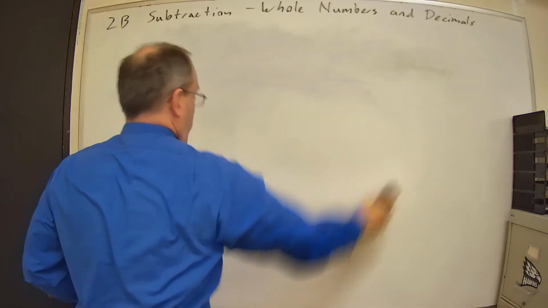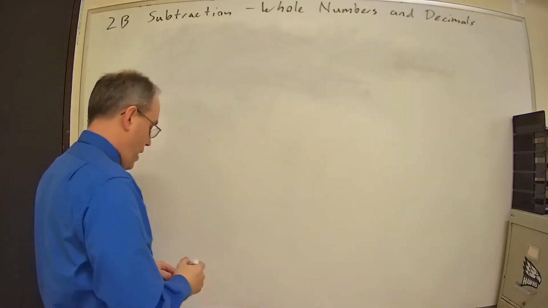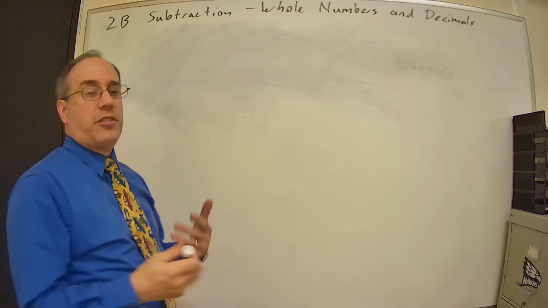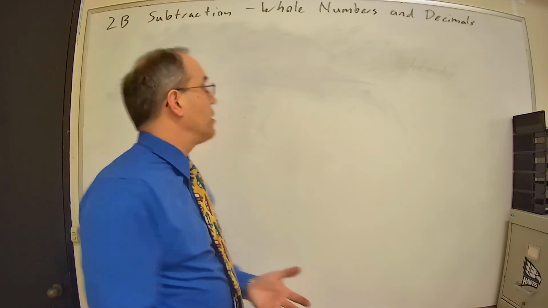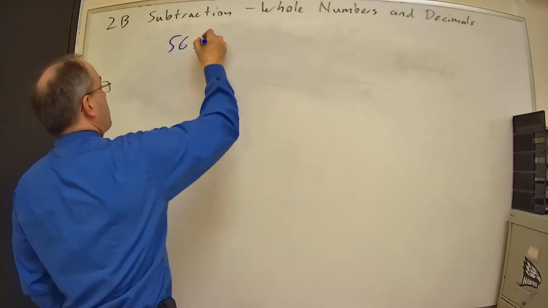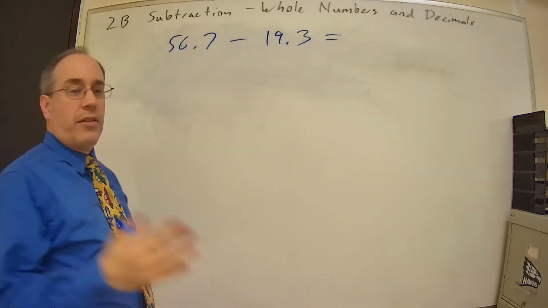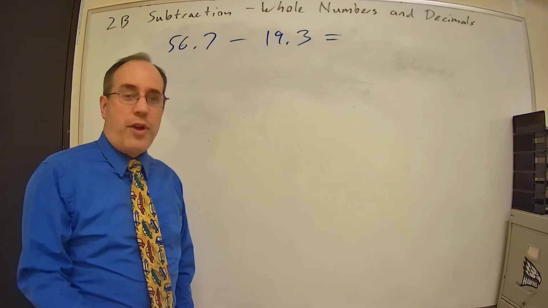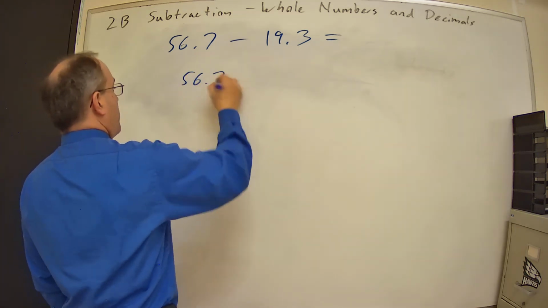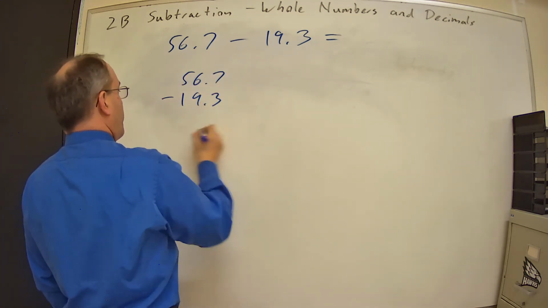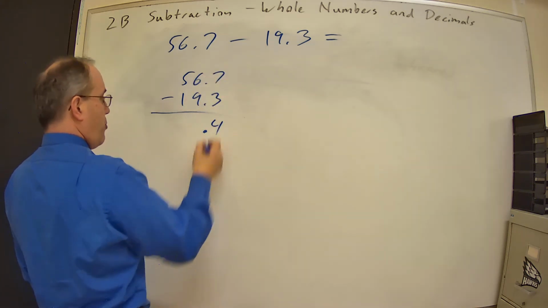So first, we're going to go to subtracting decimal numbers. Just like addition of decimal numbers, it really doesn't change much except you have a decimal point. So if I have 56.7 minus 19.3, I'm going to line up the place values, and then I'm going to subtract just the same as I did with whole numbers. 7 minus 3 is 4. We're going to put our decimal point because it's there.